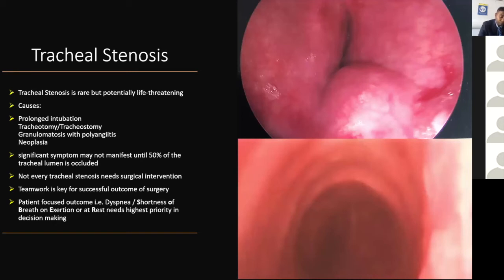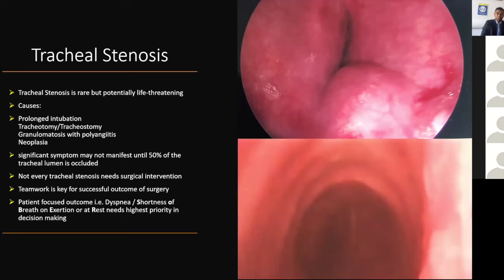There may be many people out there with tracheal stenosis who have no symptoms unless they develop a chest infection, and then they present in the medical ward, and then you find them. If that patient is lucky enough to get an endoscopy or a bronchoscopy, or a CT scan, you might find it. Not every tracheal stenosis needs surgical intervention, and that's an important point too. When do you intervene?